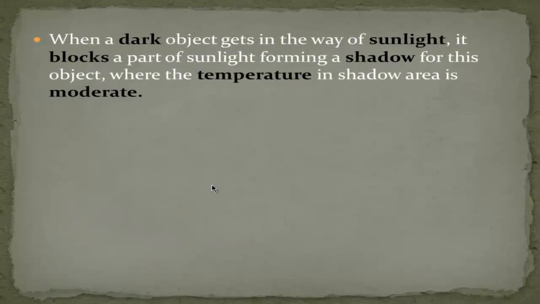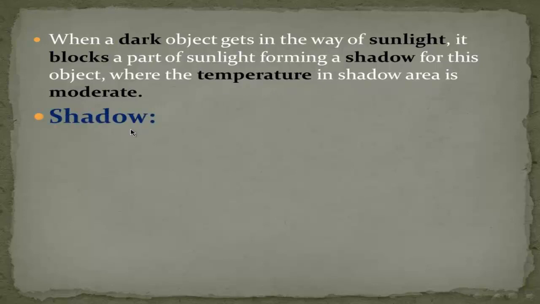As we know, when a dark object gets in the way of sunlight, it blocks a part of the sunlight, forming a shadow. For this object, the temperature in this shadow area is moderate.